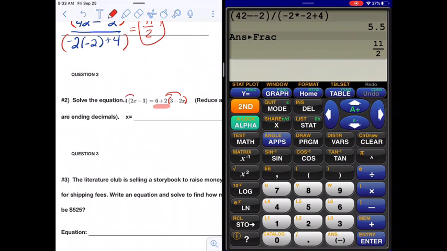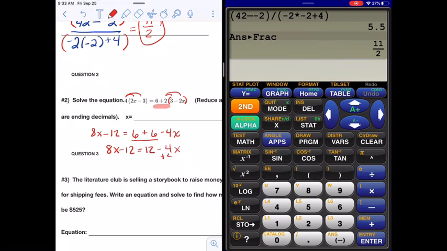So 4 times 2x is 8x. 4 times negative 3 is negative 12 equals, I'm going to write that 6, see how I didn't make that mistake. 2 times 3 is 6. 2 times negative 2x is negative 4x. Now I have that 6 plus 6 on the same side, so I'm going to go ahead and write 8x minus 12 equals 6 plus 6 is 12 minus 4x.